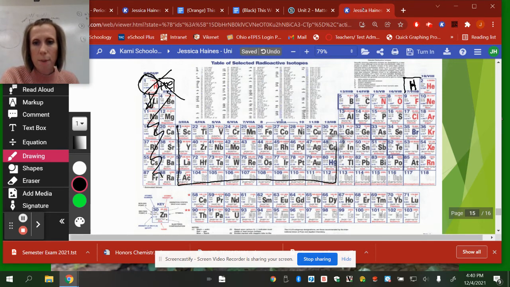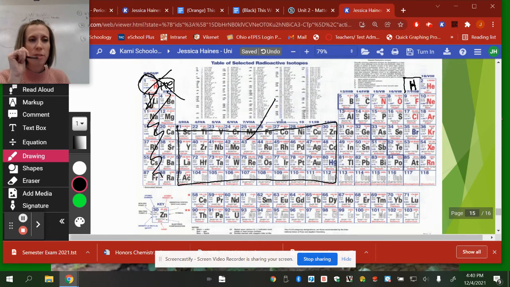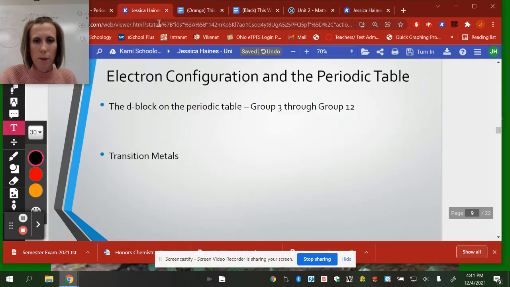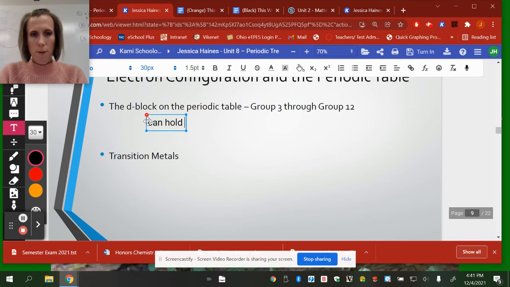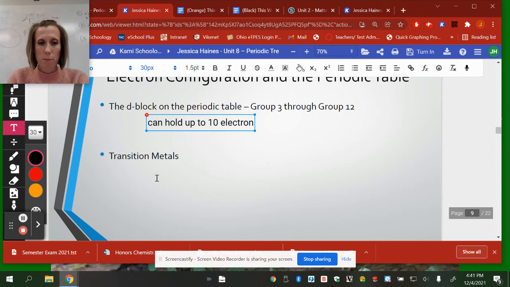This is the D block. Remember, the D orbital has 5 clover leaves, but they can each hold 2. So this is the D block and holds 10 electrons total in it. It can hold up to 10 electrons, I should say. Okay. The D block on the periodic table is groups 3 through 12. So it's chucked right there in the center of the periodic table. We're going to put here that it can hold up to 10 electrons in this particular block of the periodic table.